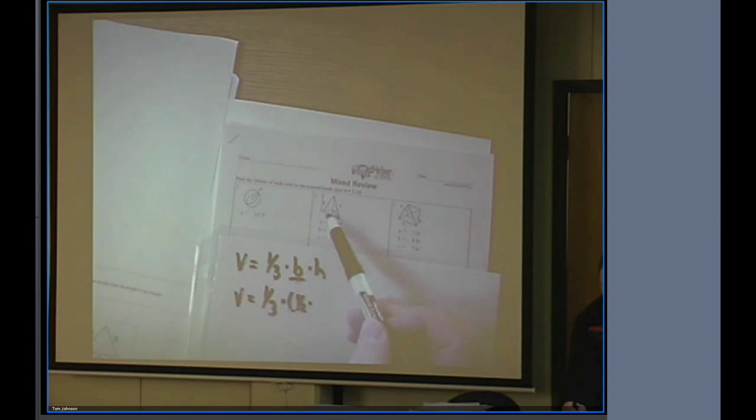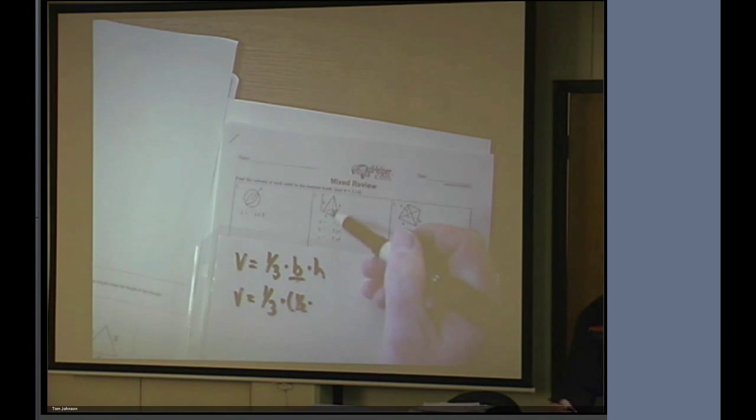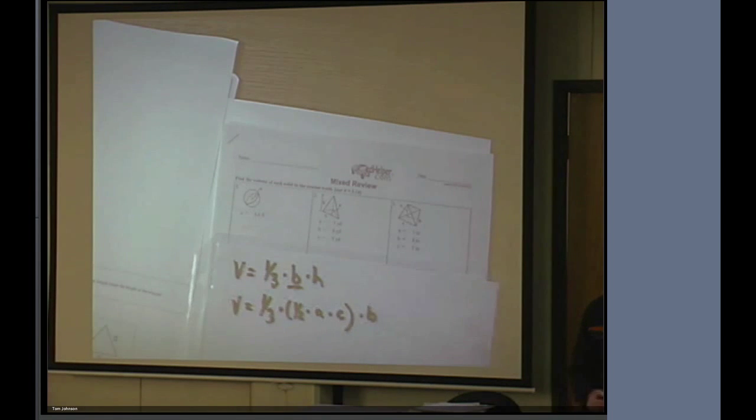And looking at this diagram here, I see that the height of that base triangle is A, and the base of that triangle is C. And then times the height of the whole pyramid, which would be B. Any questions on how I set that up?